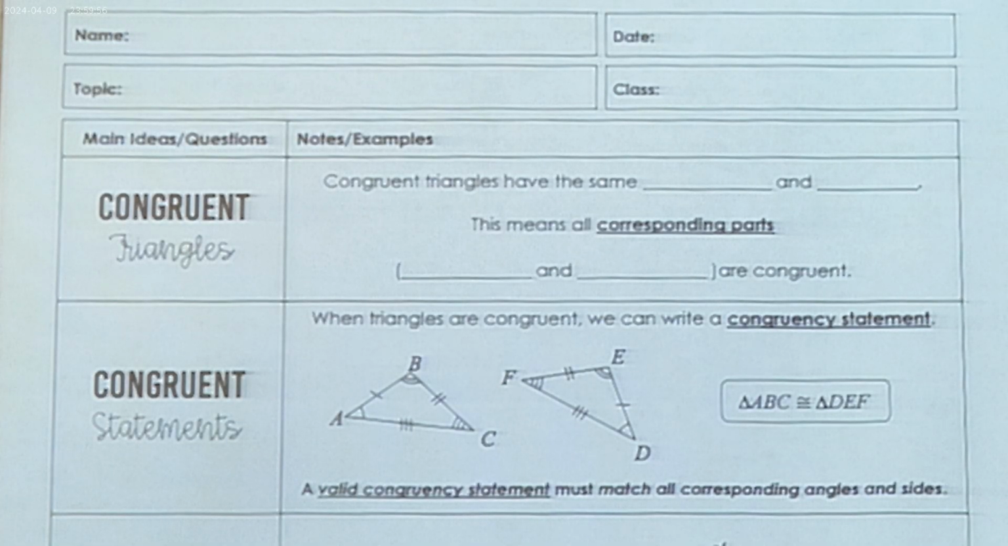And so when you're doing a congruency statement, if the triangles are congruent, you write the congruency statement, and it's all the same rules as with the similarity statement, where the order absolutely matters. If you're going to say triangle ABC is congruent to triangle DEF, then you're saying that angle A is equal to angle D, angle B is equal to angle E, and angle C is equal to angle F.